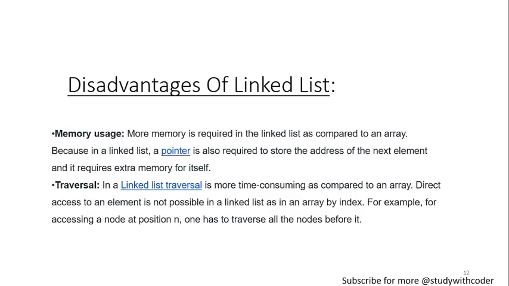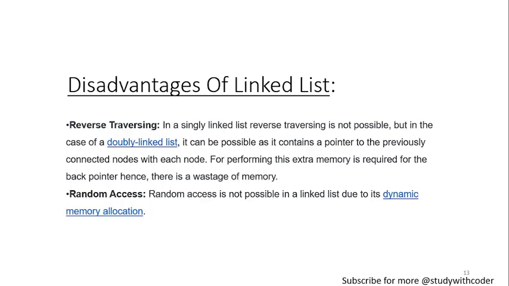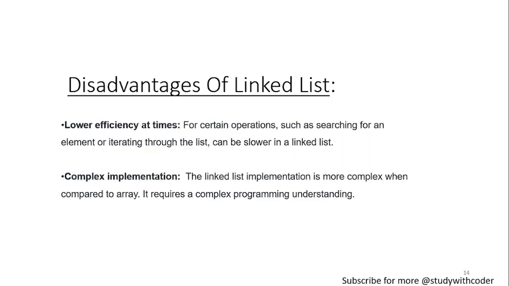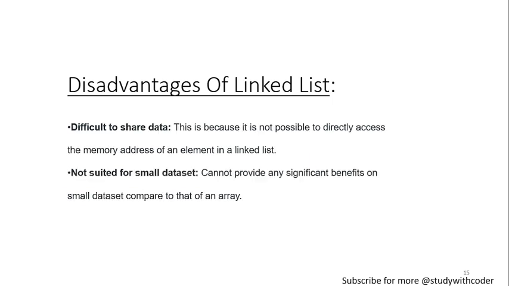Disadvantages of linked list: memory usage. More memory is required in a linked list compared to an array. Traversal: in a linked list, traversal is more time consuming as compared to an array. Reverse traversing: random access is not possible in a linked list due to its dynamic memory allocation. Other disadvantages: lower efficiency at times, complex implementation, difficult to share data, and not suited for small datasets.